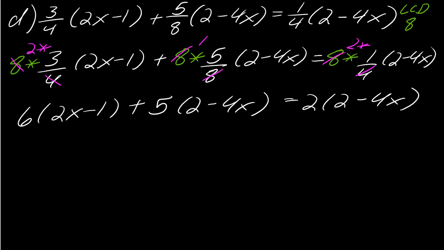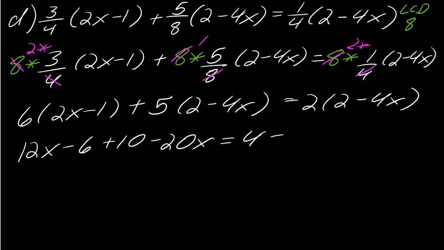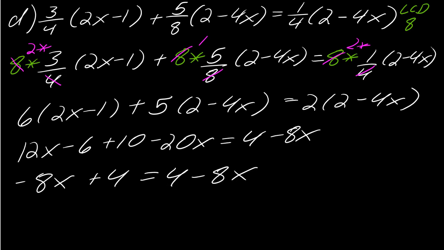Okay, so let's start distributing. So this will be 12x minus 6 plus 10 minus 20x equals 4 minus 8x. So now I can go ahead and collect my like terms. So this side will be, let's see, negative 8x plus 4 equals 4 minus 8x. Now you might already see what the solution is, but I'm going to complete this.